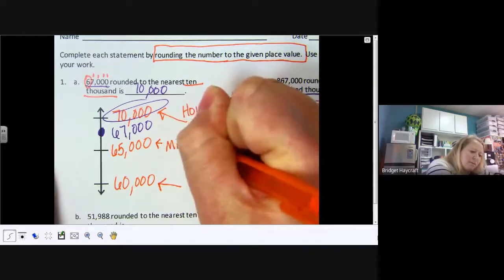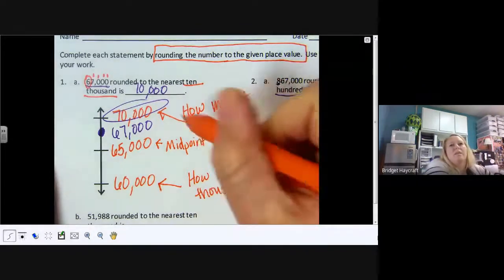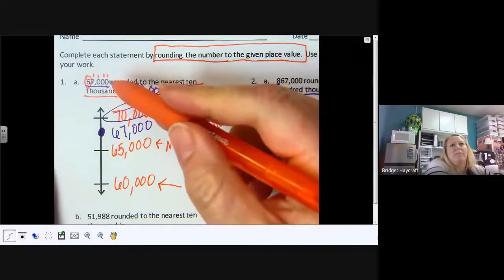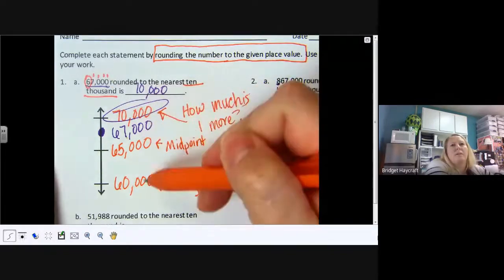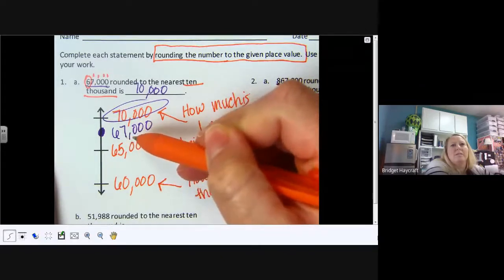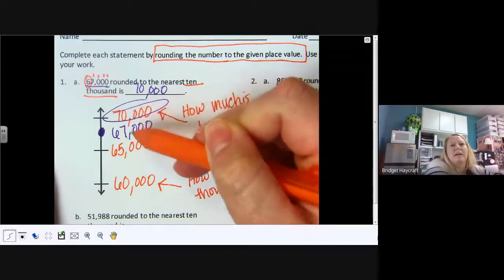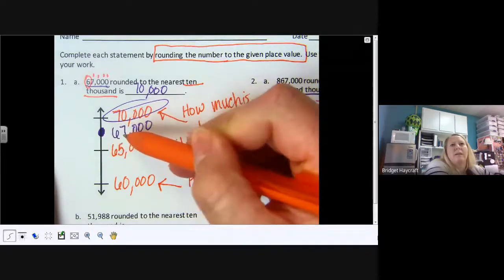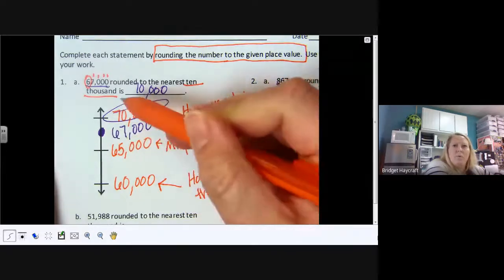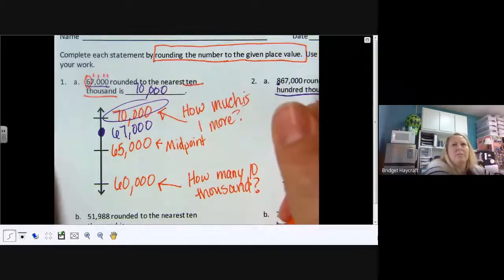65,000. Now, we've already done this one. I'm just warming your brains up. Then you had to place the number on the correct spot on the vertical number line. So you've got 67,000 should go in between 65,000 and 70,000. So I put my data point there. And what will it round to? Well, I can circle my 70,000 and put it up there on the line. So it rounds to 70,000.